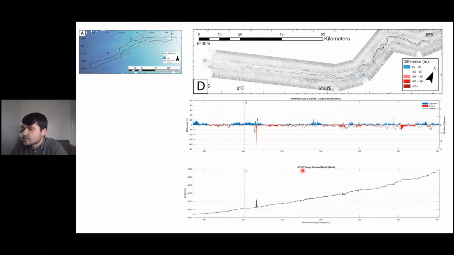And then when we go to the most western part, the very end of the Congo Channel, there's almost no erosion and deposition seen on the volumes that you're seeing in the previous slides. So something's happening here where we're no longer getting the amount of erosion and deposition that we see previously.